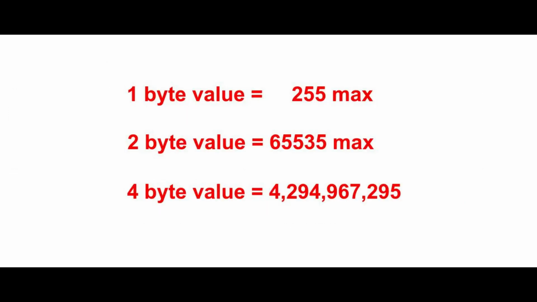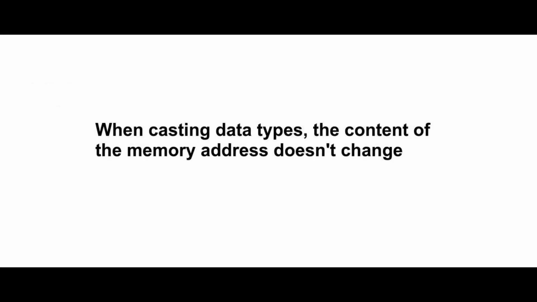So here's the maximum values for 1 byte, 2 bytes, and 4-byte values. I threw on 4-byte because that's the maximum value for a 4-byte integer. An important thing to keep in mind going forward, when you have a value that you cast from one data type to another, the content of the memory address doesn't actually change.